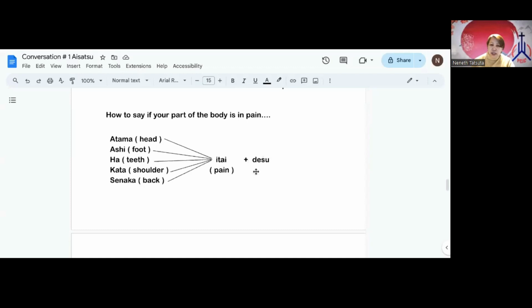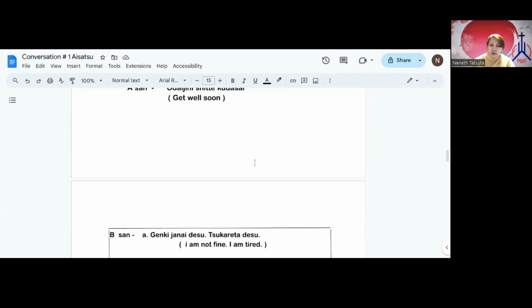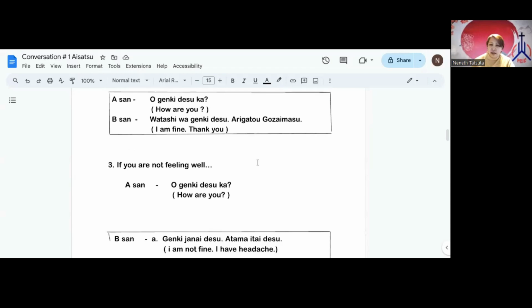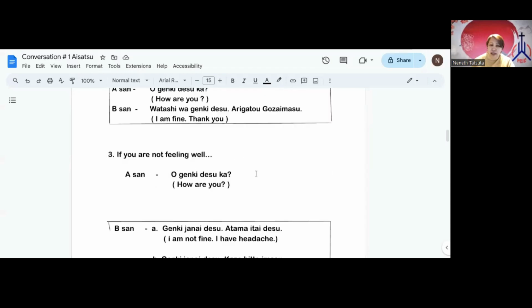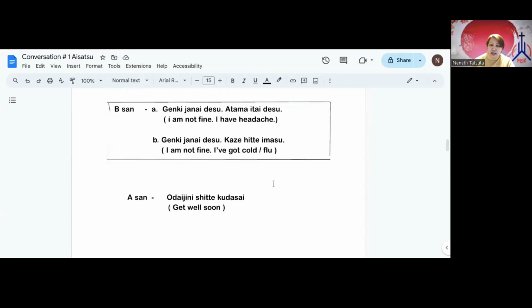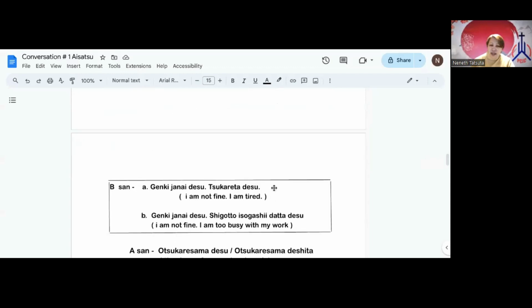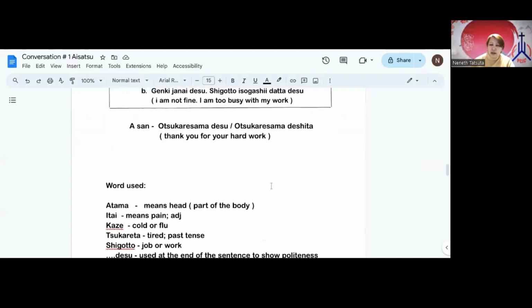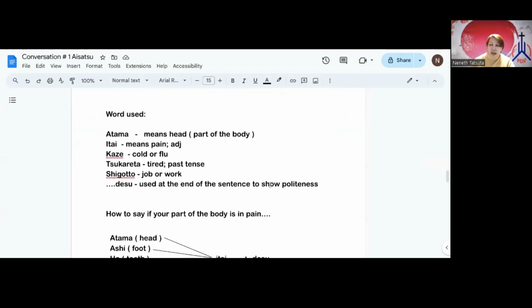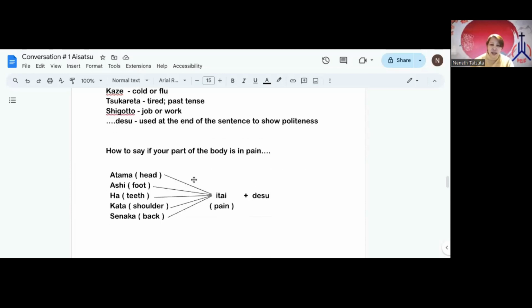Now, why is there always a desu? You would notice here all have a desu: genki desu, itai desu, tsukareta desu. The desu means you are talking in a polite way. With desu, you are showing respect to the other one, I mean to the speaker or to the others. So you always put the desu. So senaka itai desu, you have a back pain.